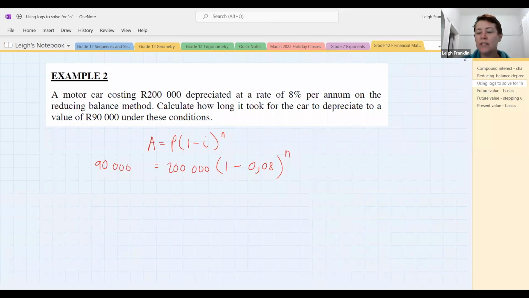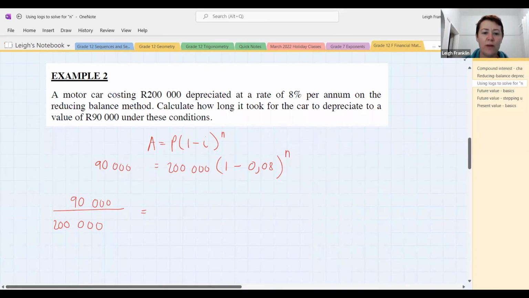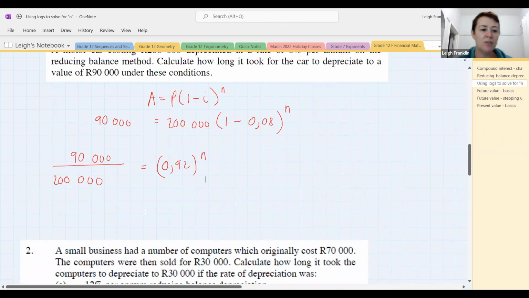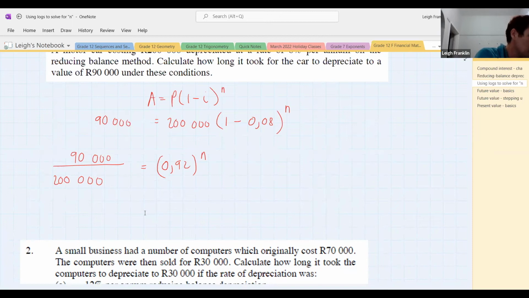Again, what is inside the bracket represents our base. So we have to isolate the base. That means we've got to divide both sides by 200,000. So we've got our 90,000, we want to divide that by 200,000, and it's going to be equal to, if we take 0.08 away from 1, 0.92 as our base. The other thing we can do here is simplify the 90,000 over the 200,000. Let's see what we get when we do that.